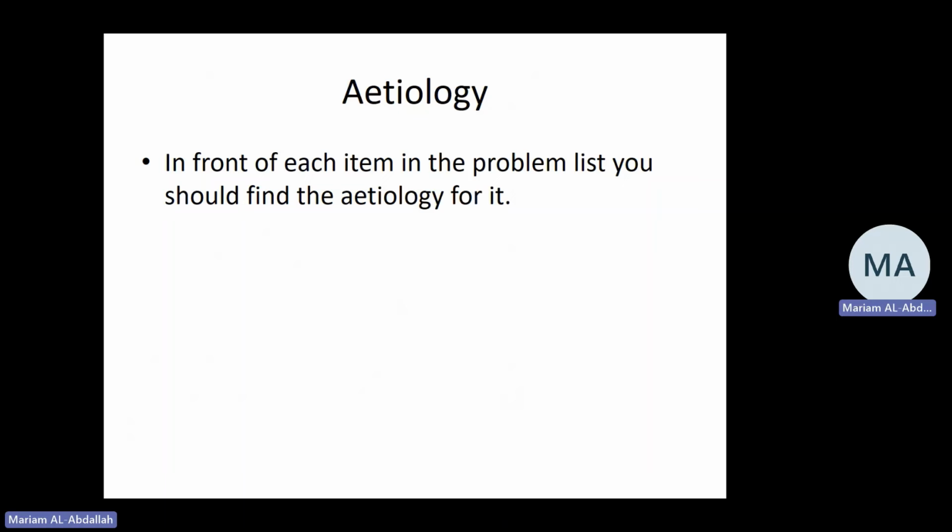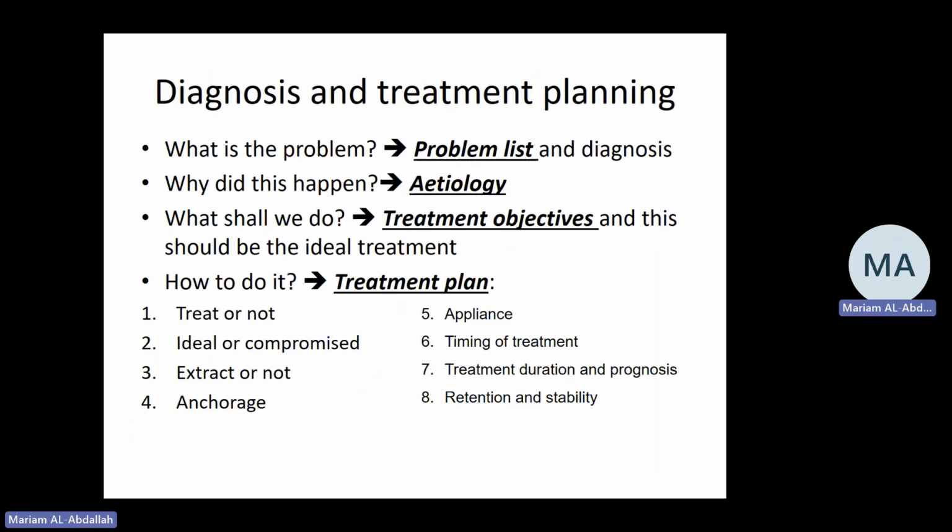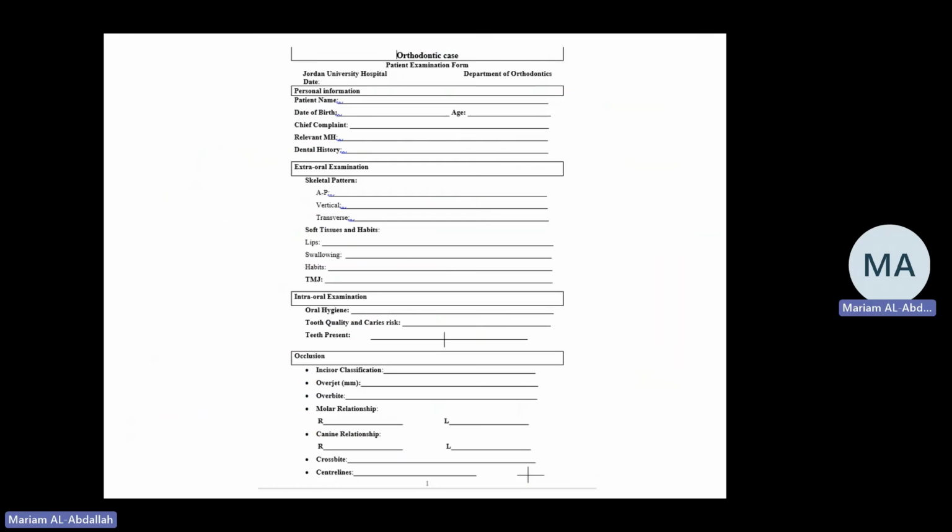In front of each item on your problem list, you have to write down the etiology. So going back to this guideline, I need to know what the problem is by having my problem list. I need to know why this happened. I need to understand the etiology. So let's move to the etiology. This is my examination form, and this is my problem list, as you can see here. In front of each problem, I need to know the etiology. It's important to decide on the etiology.